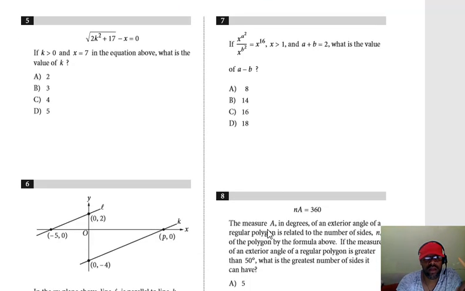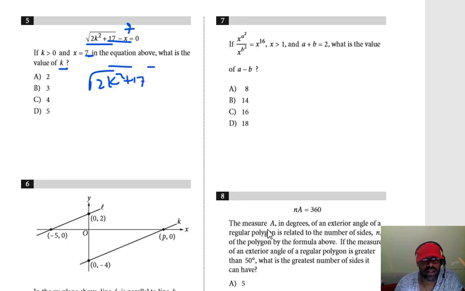Okay. All right. So here, k is greater than 0. x is equal, what is the value of k? So that this side is the same as 0. Okay, so x is already 7. So the square root of 2k squared plus 17 is equal to 7. So what should be this value?